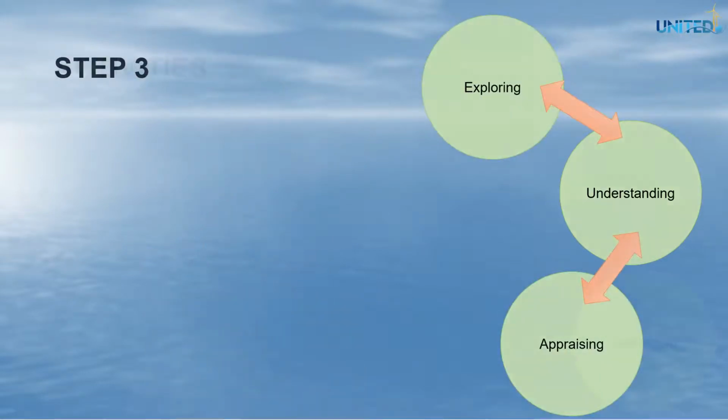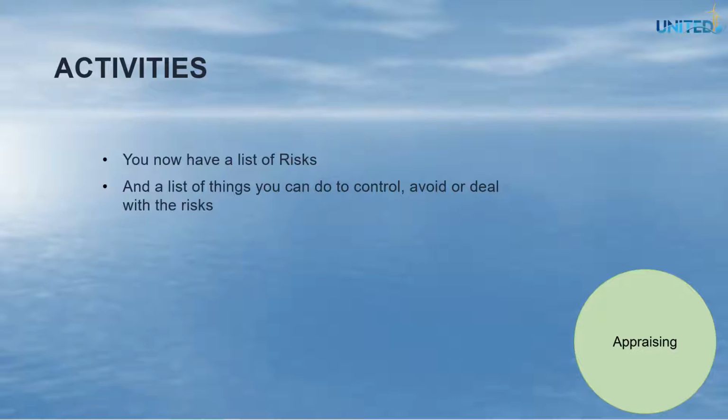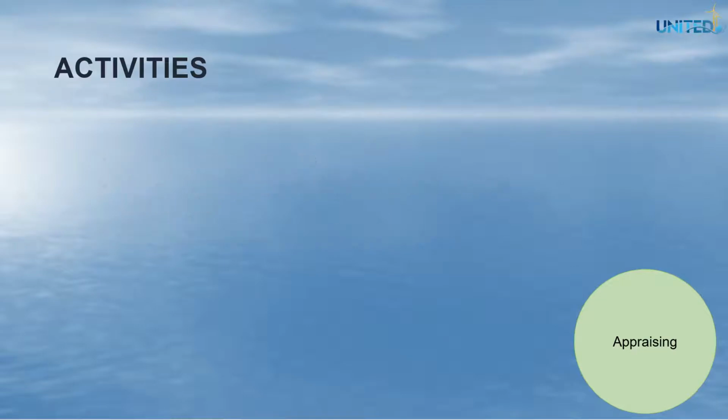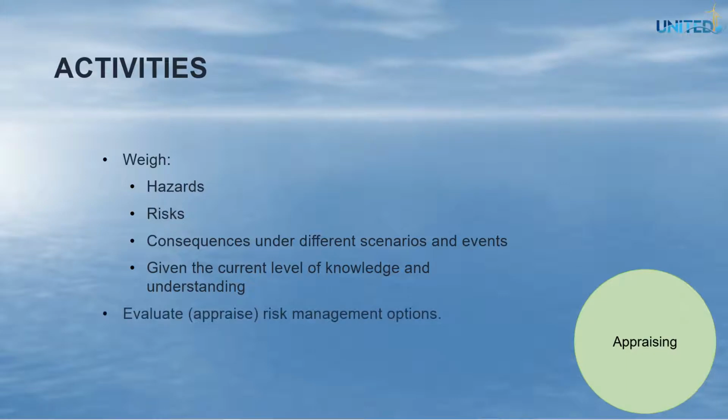In step 3, appraising, we will start with the list of risks that we have identified and a list of things you can do to control, avoid, or deal with the risks. Now we have to get ready to choose what to do. What we want to do is to weigh hazards, to weigh risks, the consequences under different scenarios and events, given our current level of knowledge and understanding. This means that when over time our knowledge and understanding changes, we will revisit this step. And we will evaluate or appraise our different risk management options.